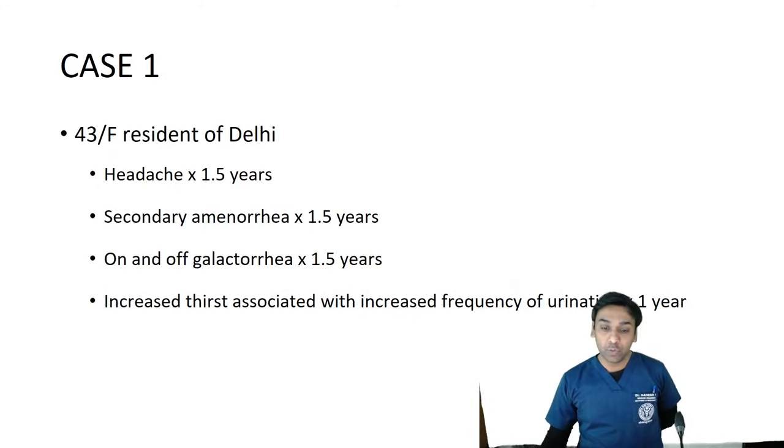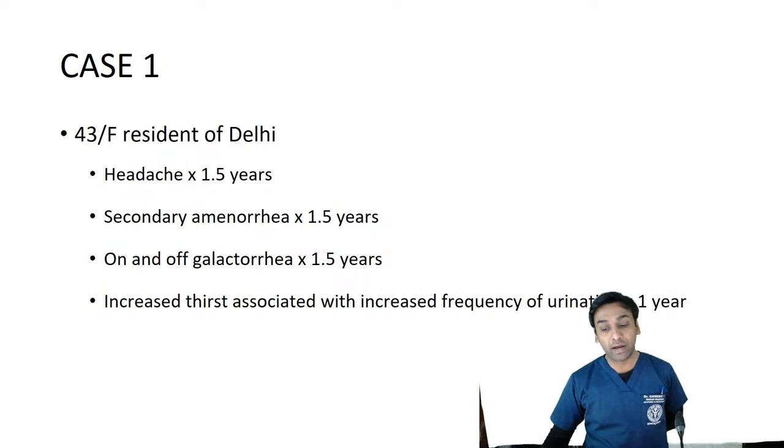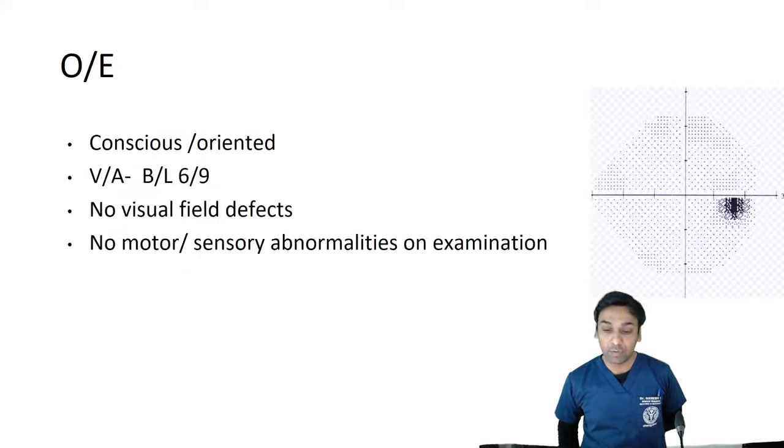So there were two cases. One is an adult and another is a child. The first one is a 43-year-old lady, resident of Delhi, who presented with headache and secondary amenorrhea, and she also had a history of galactorrhea for the past 1.5 years before presentation. She also had increased thirst with increased frequency of urination, and she was diagnosed as diabetes insipidus, with the history being there for 1 year.